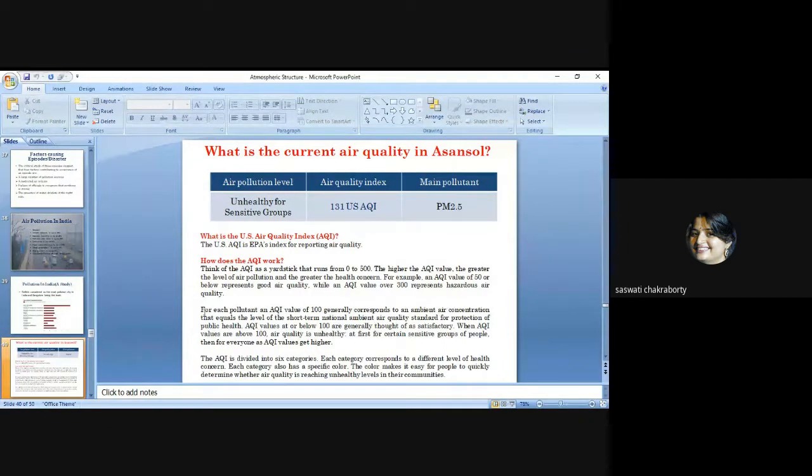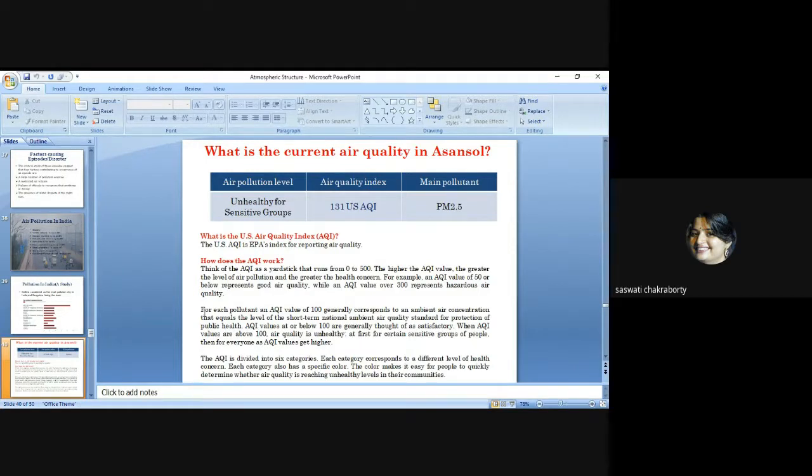Okay. Now let's come back to our locality. Enough of global, enough of national. Now come back to our locality. Current air quality in Asansol. Are you people interested to know about this? Yes, ma'am. This is where we stay, right? So let's come back to Asansol, our own land.